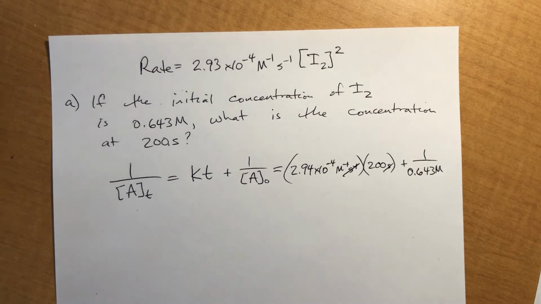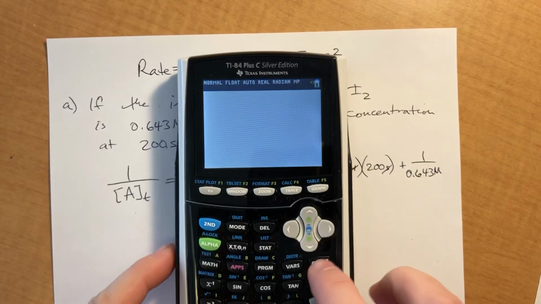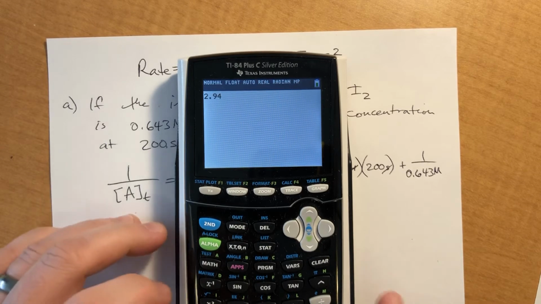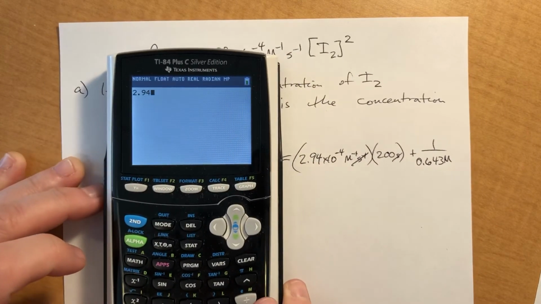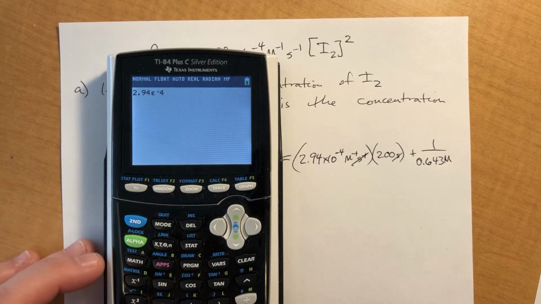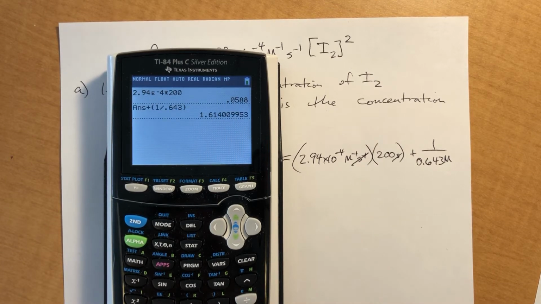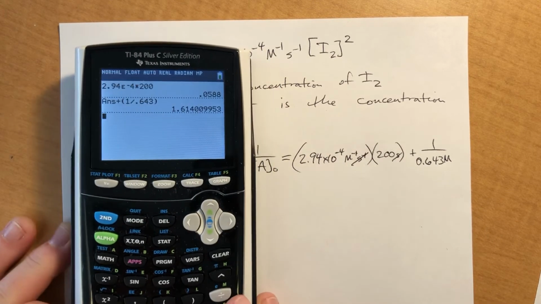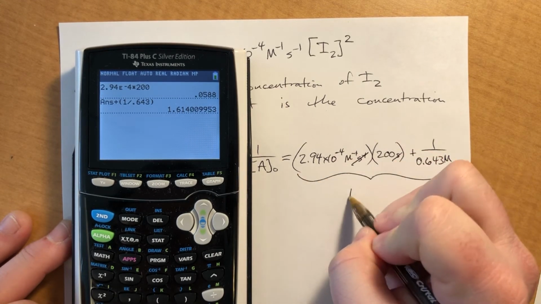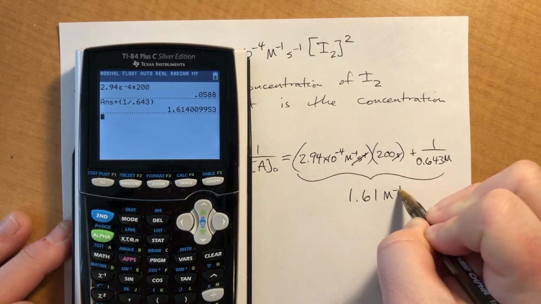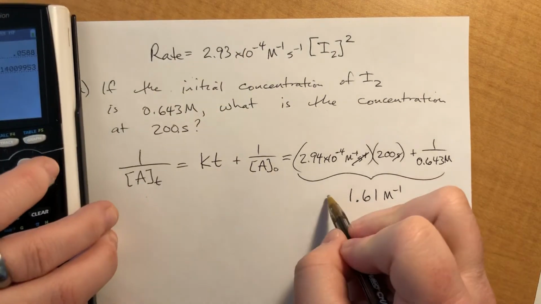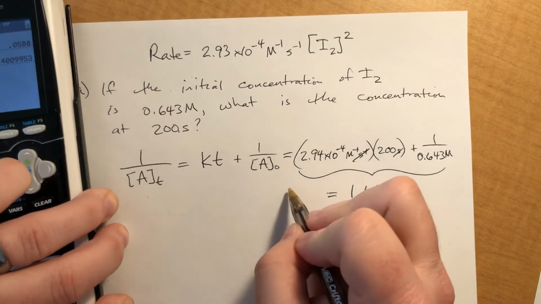So in terms of plugging this in, we have 2.94, second EE negative 4 times 200. I'm just going to go ahead and hit equals, plus 1 divided by 0.643. And all of that together comes out to be 1.61 inverse molar. And this is equal to 1 over concentration.